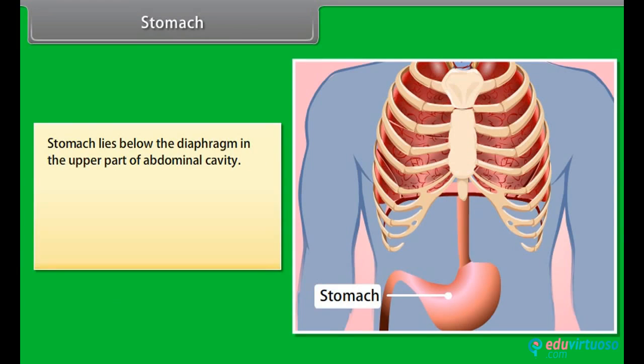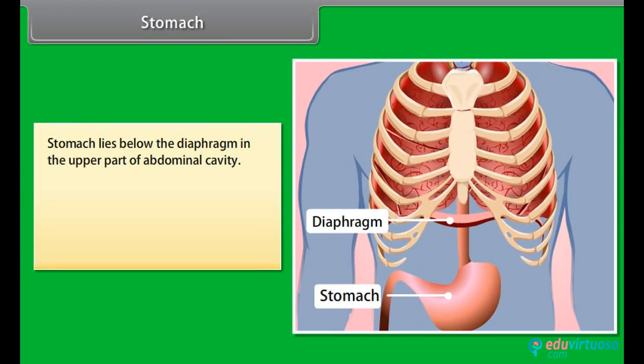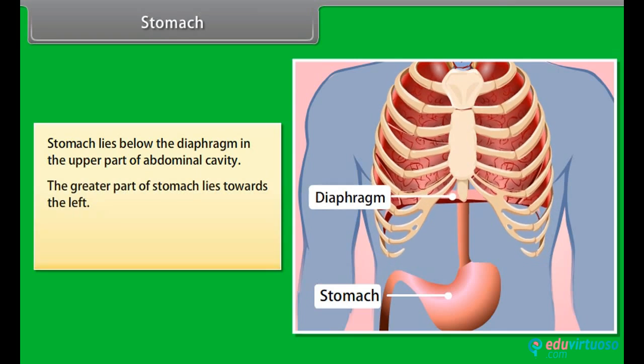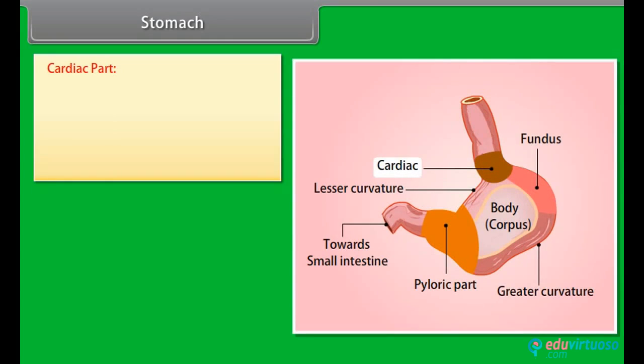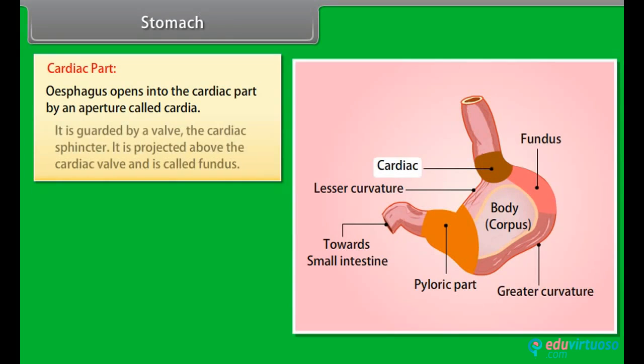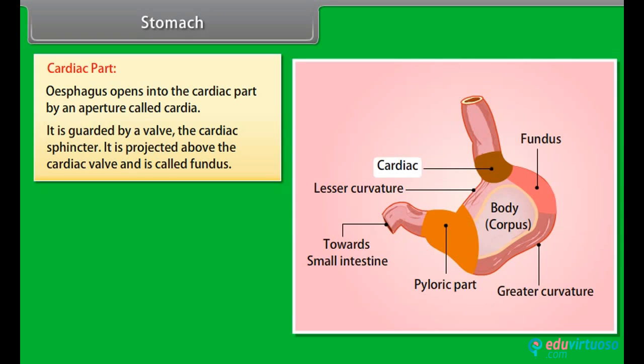Stomach. The stomach lies below the diaphragm in the upper part of the abdominal cavity. The greater part of the stomach lies towards the left. The stomach can be divided into the following parts. Cardiac part. The esophagus opens into the cardiac part by an aperture called cardia. It is guarded by a valve, the cardiac sphincter. The part projected above the cardiac valve is called fundus.